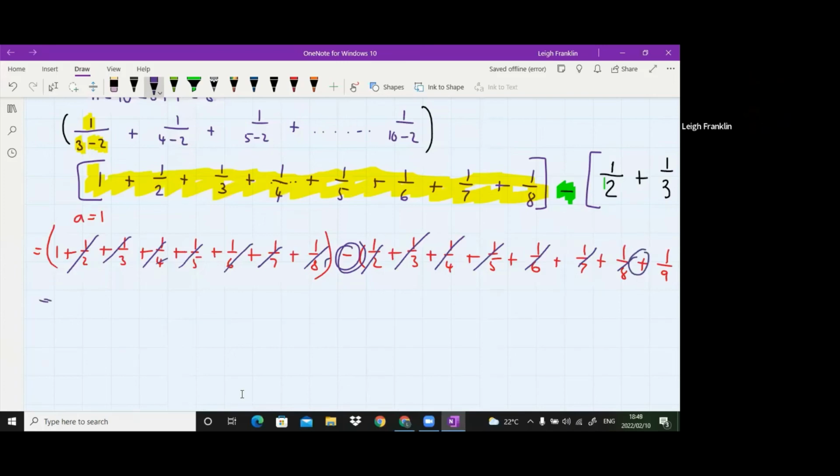So what are we left with? What's left over? 1 minus a 9th. The 1 comes from the beginning over here, and we are minusing a 9th. That's all that's left. So if we started with 1 and we took away a 9th, that's like saying 9 over 9 minus 1 over 9, we would be left with 8 over 9. 8 over 9.